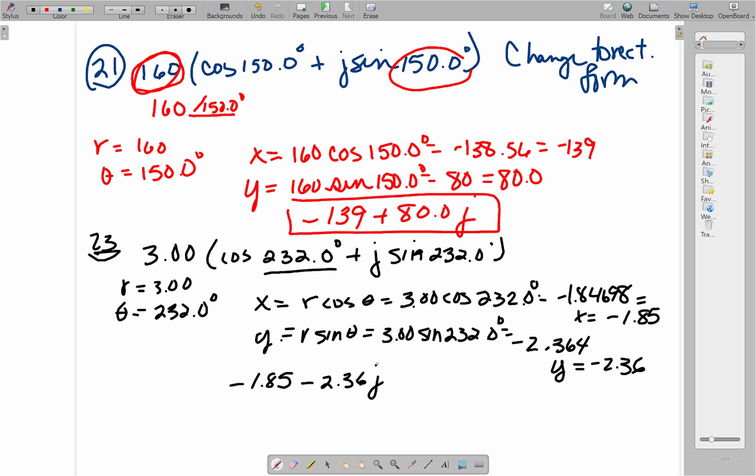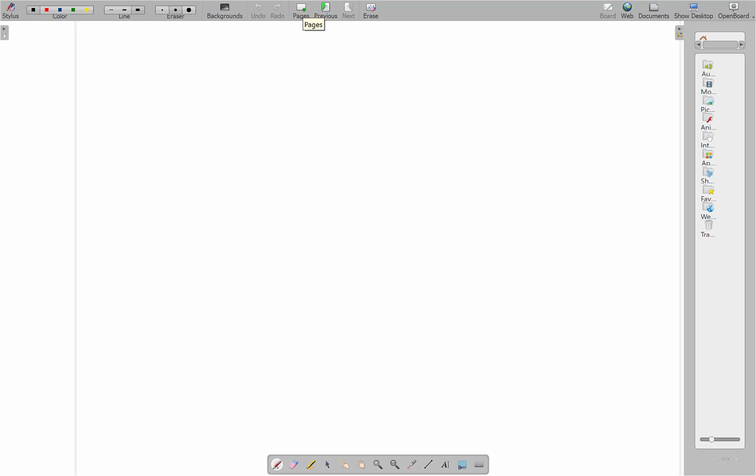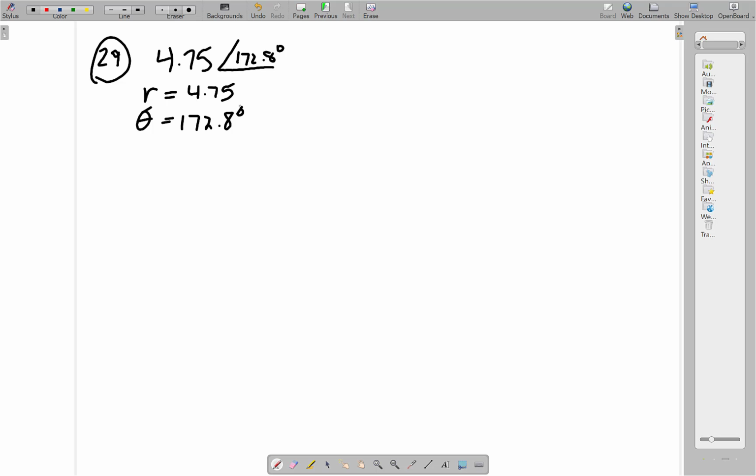Okay, one more problem, and then I think you should have this down pretty good. This stuff seems pretty easy to me, at least. So let's go to another page and let's try number 29. Number 29 says this: 4.75 at 172.8 degrees. That's just another way of writing our number in polar form. So we have r equal to 4.75 and theta equals 172.8 degrees.